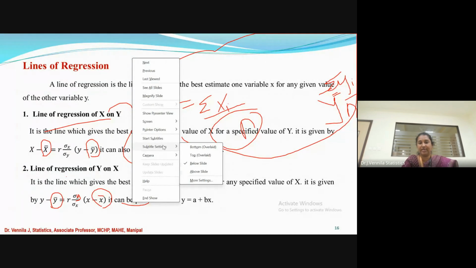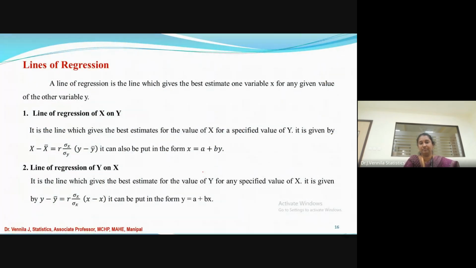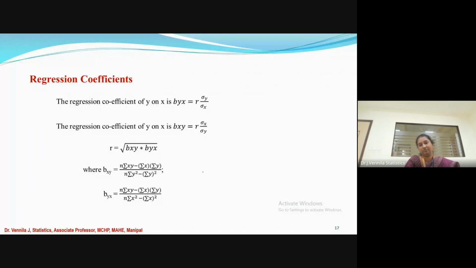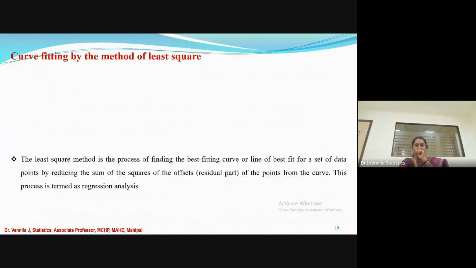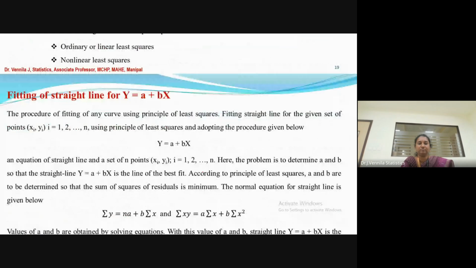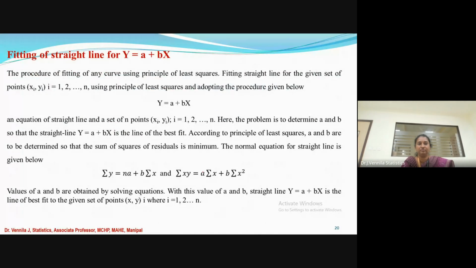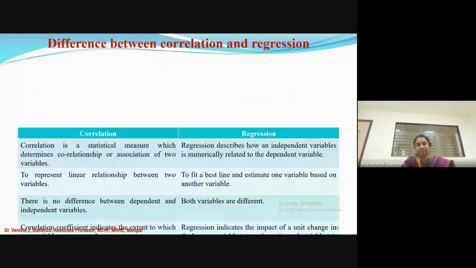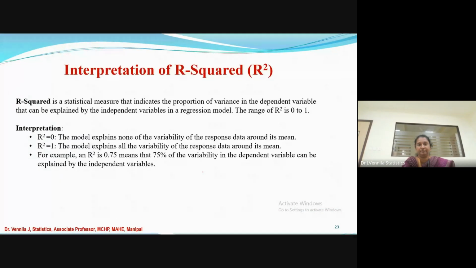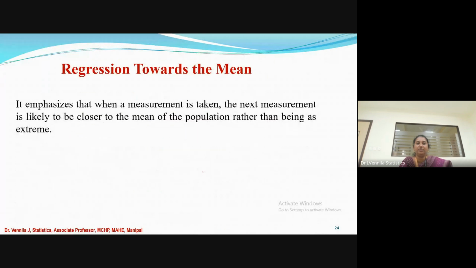Just see that towards the mean. So the mean is most important. Based on the mean value only we go to the next calculations and all. So you just give more importance to regression analysis.